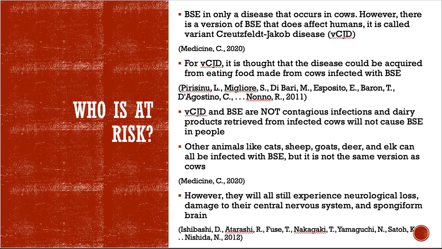But what we do know is that variant Creutzfeldt-Jakob disease and BSE are not contagious infections. So dairy products retrieved from infected cows will not cause BSE in humans. Other animals are at risk, like cats, sheep, goats, deer, and elk can all be infected with BSE. But it won't be the same version as it is for cows. Ultimately, they will all still experience similar symptoms like neurological loss, damage to their central nervous system, and a spongy brain.